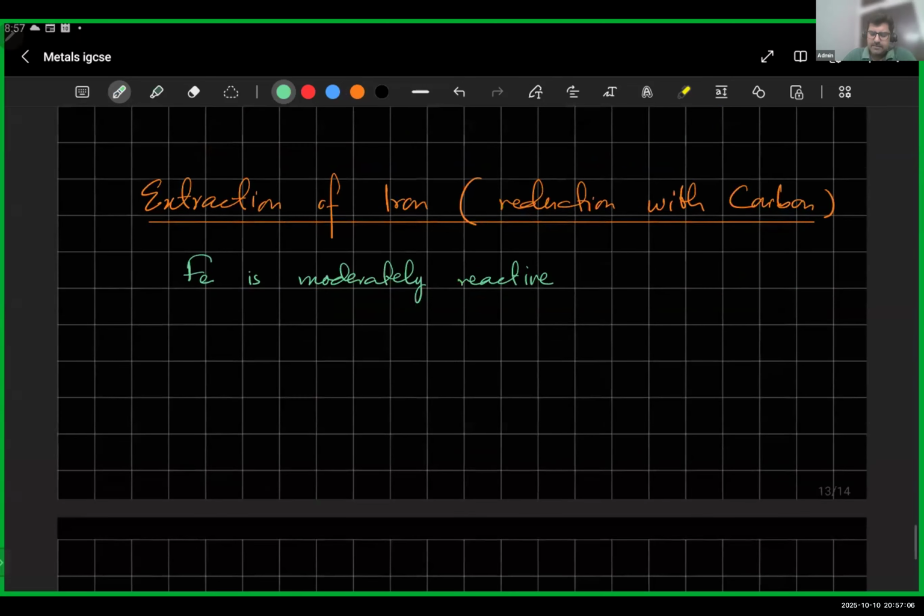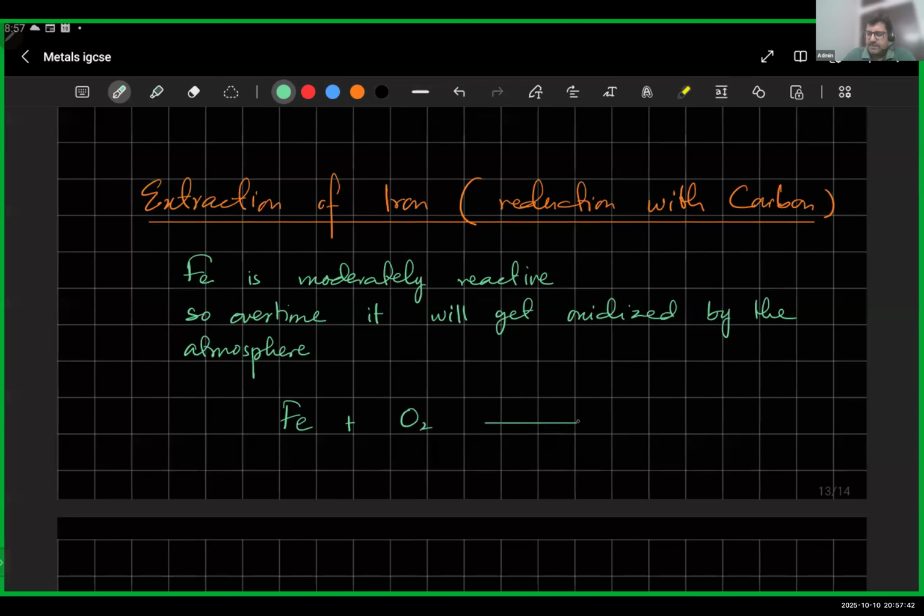So what happens is, over time, it will get oxidized by the oxygen that's in the air. It will get oxidized by the atmosphere. So iron would react and form.